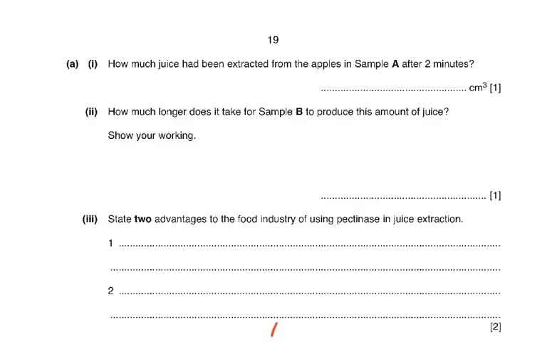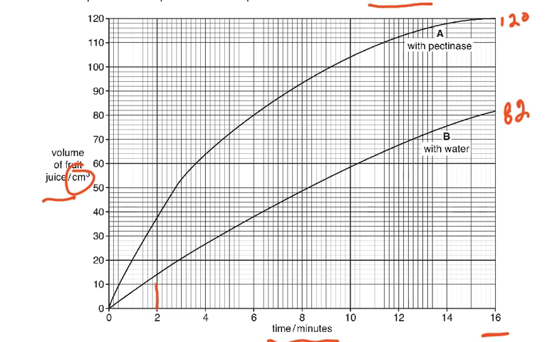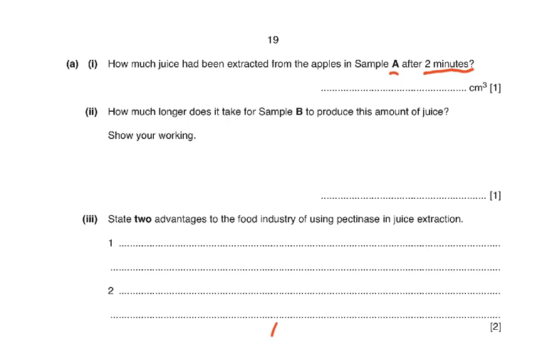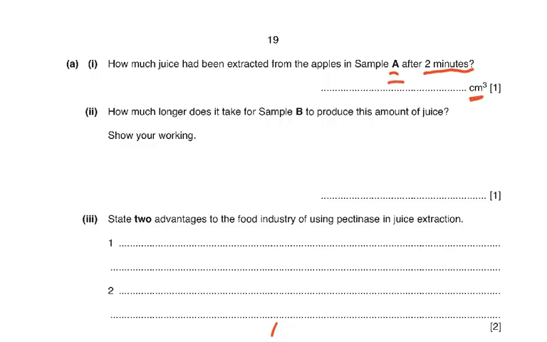Now coming to part A of the question, how much juice had been extracted from the apples in sample A after 2 minutes? Now let's look at the graph and sample A at 2 minutes. You have to see we have got minutes here. So 2 minutes, sample A is going to be how much? Now this is about 38 cm cube. So the cm cube is written here. So just writing 38 here will get you your 1 mark.